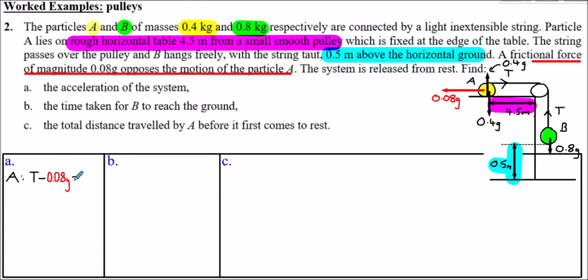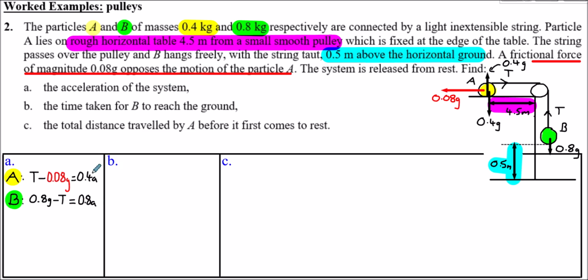That'll equal the mass of A multiplied by the acceleration of the system. So that's going to equal 0.4a. Whereas for B, the overall resultant force which will act down, the downwards force will prevail, that's 0.8g minus T. So that will equal the mass of B multiplied by the acceleration of B. The mass of B is 0.8, the acceleration is a.